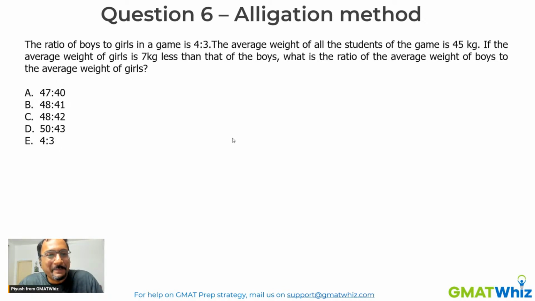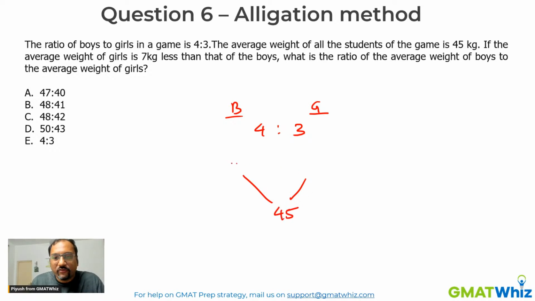The alligation method simply says that if you have the ratio of boys and girls, and you have their individual averages, then when you combine these two individual averages, the difference of each value from the combined average, 45, is in the ratio 3:4, basically.